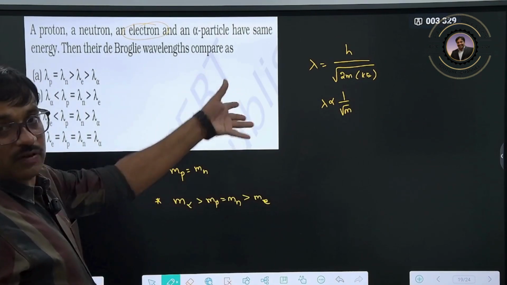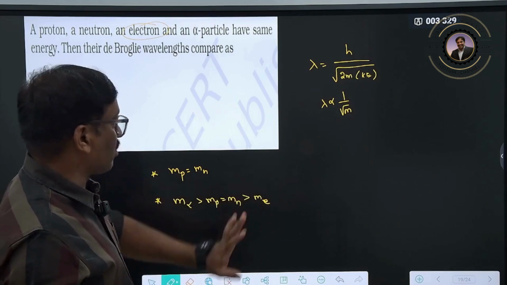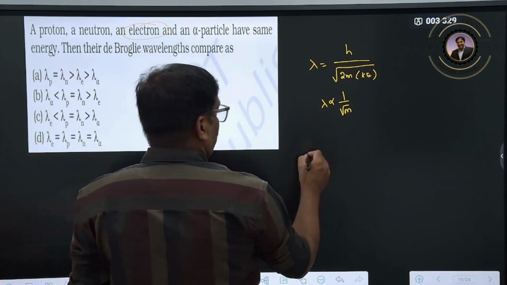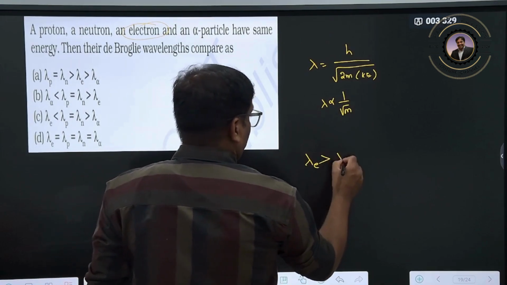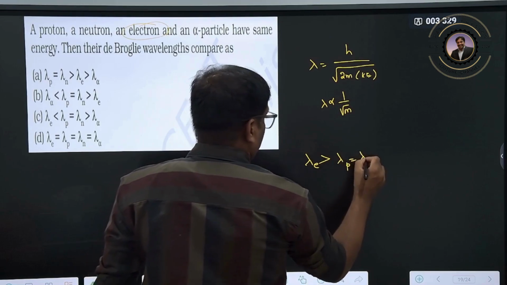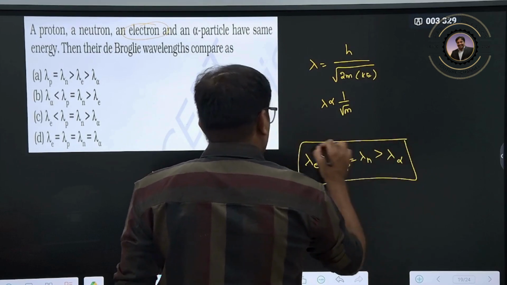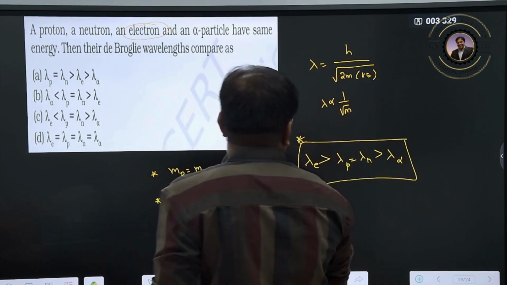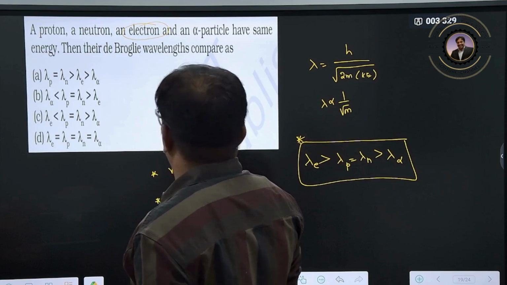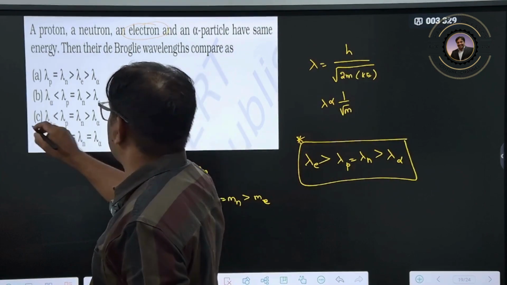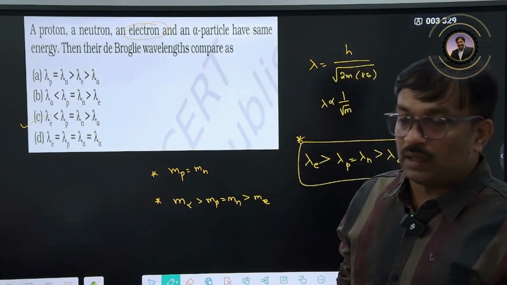Since the mass of the electron is very small, the de Broglie wavelength of the electron is very large. Then the de Broglie wavelength of the proton equals that of the neutron, compared to the de Broglie wavelength of the alpha. This is your comparison. So the de Broglie wavelength of the electron is greater, so here it is given as this option.